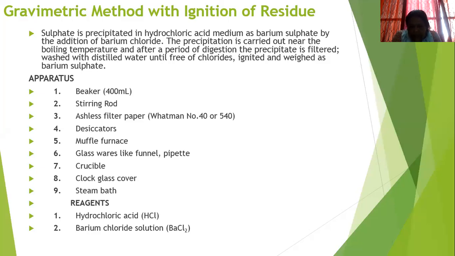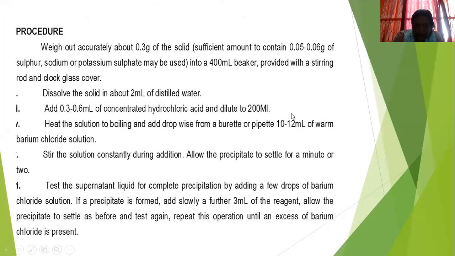So in this case, we do not take the unknown solution. We prepare a solution containing sulfate, like sodium sulfate or potassium sulfate. Take some salt and then prepare the solution. And that is the procedure to learn how to determine sulfate in the unknown solution. So this is the apparatus required. Then this is the procedure for this experiment.